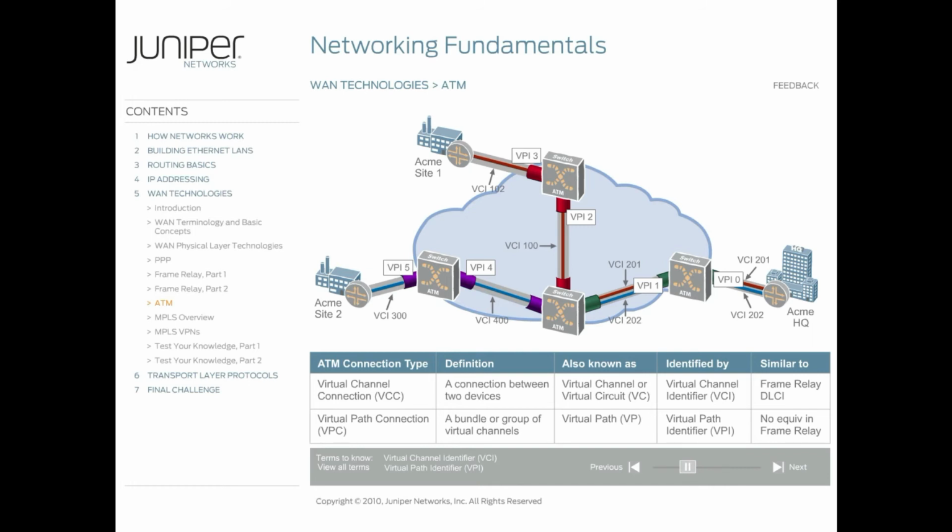Just like frame relay DLCIs, ATM VPI and VCI values may differ from one link to another on the path between two locations. The combination of VPI and VCI identify the circuit. So in our example on screen, if headquarters needs to send data to Site 2, the headquarters router would send it on the circuit identified by VPI 0/VCI 202.